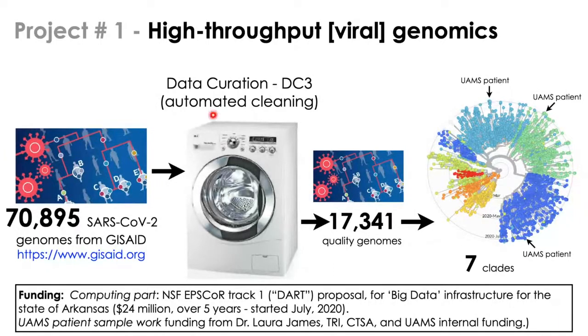So we started with 70,000 genomes, and we put them in our washing machine, our data curation, and we looked at the quality scores. We said, we want anything with a quality score of 0.9. And that left us with 17,000 genomes. So you can see that these are clean now. These data, in a sense, have been washed.